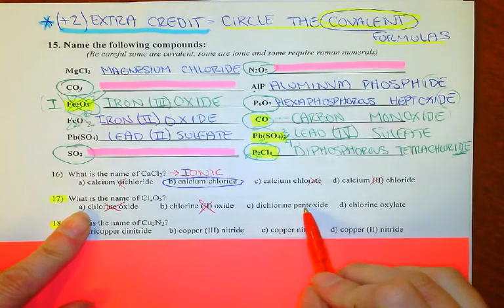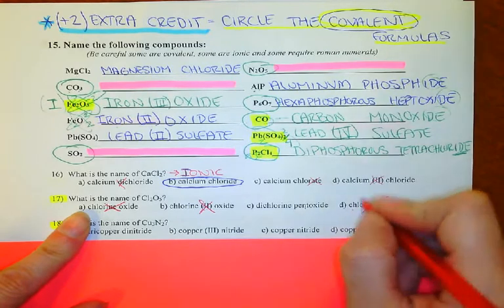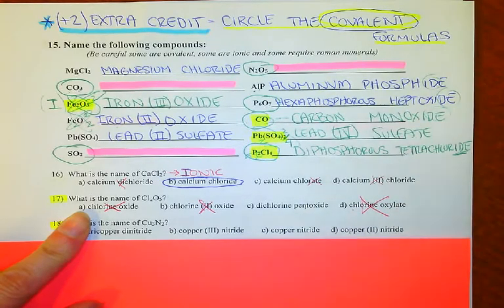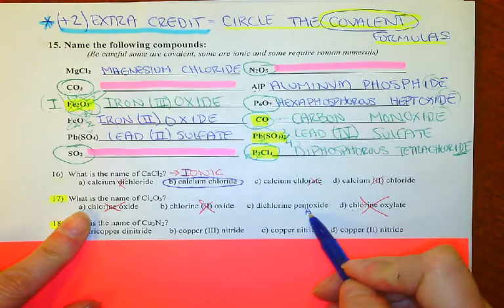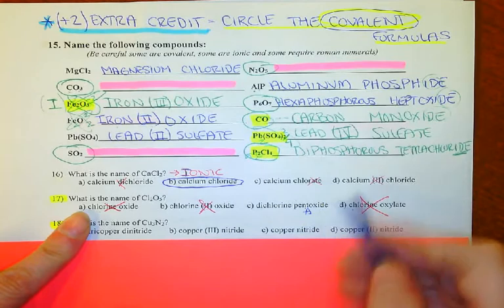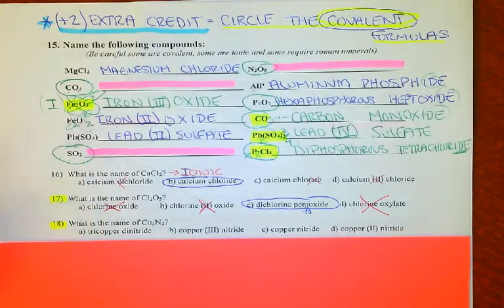Okay. Dichlorine pentoxide is okay. Chlorine oxalates, there are no prefixes there. So remember, in penta, the A is invisible. It's the same thing as pentaoxide. It's just a spelling convention. So di and penta right there.